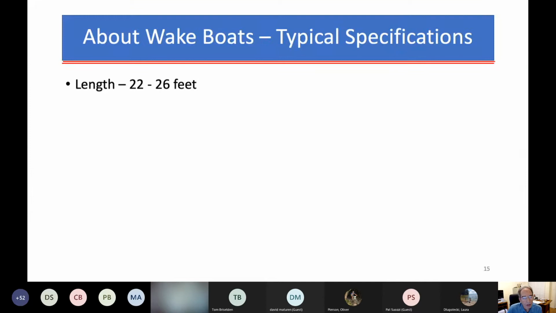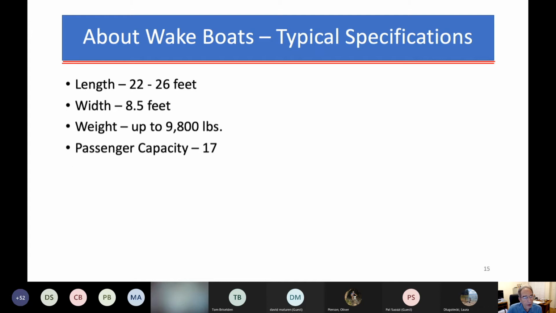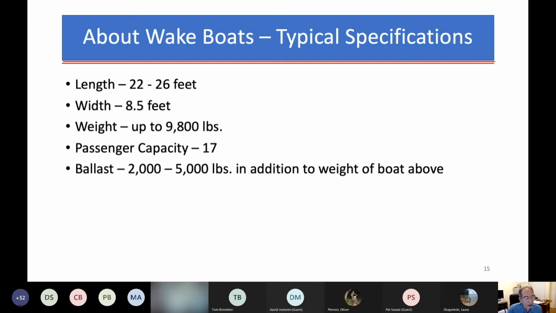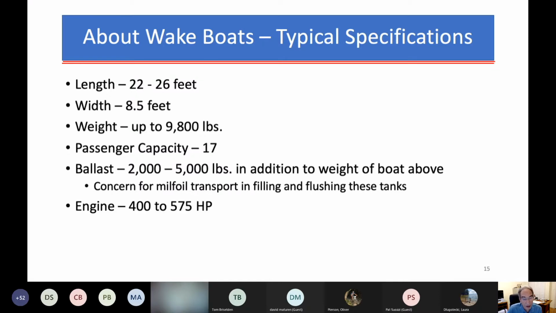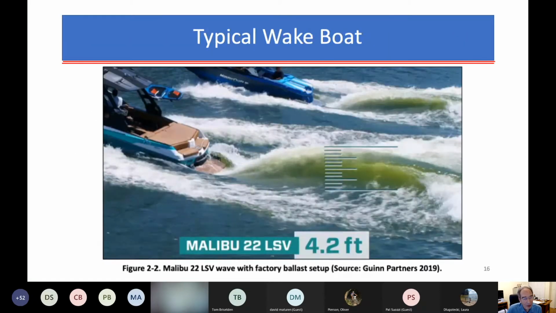Wake boats have many different sizes and shapes, but generally they're pretty big, 22 to 26 feet long, 8.5 feet wide, way up to 10,000 pounds, holds a lot of people. They can take a lot of ballast, 5,000, some are 6,000 pounds. They have very big engines and they cost a lot of money, but that doesn't seem to deter those who own them.